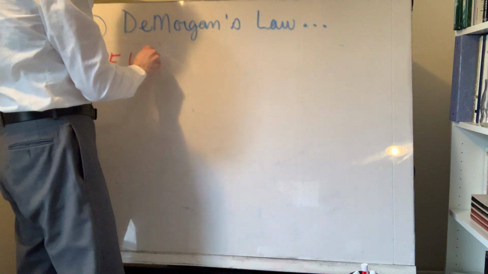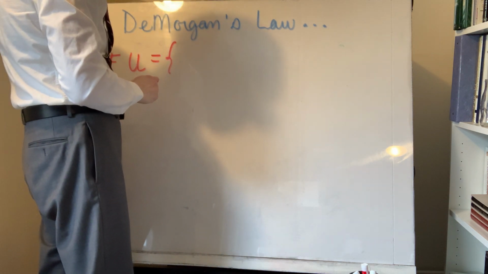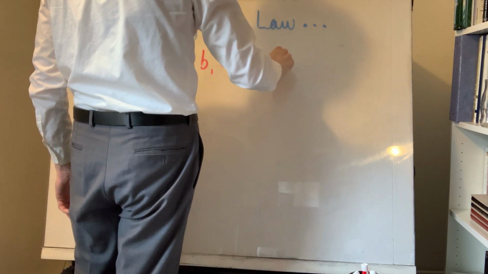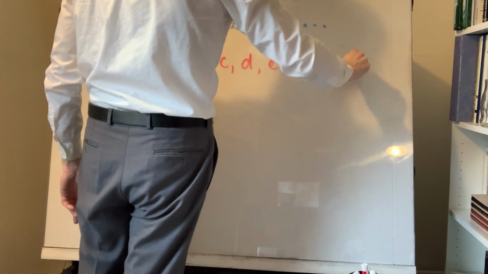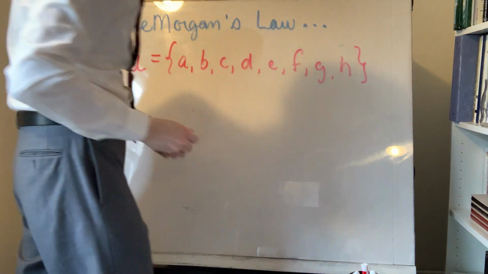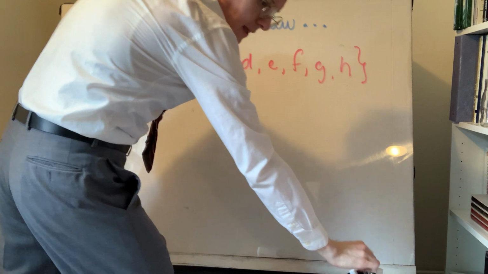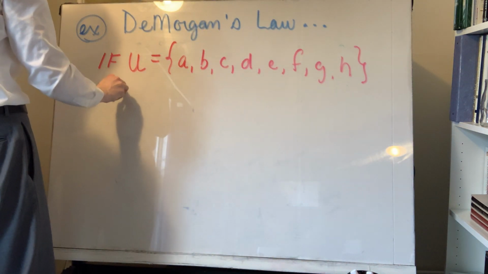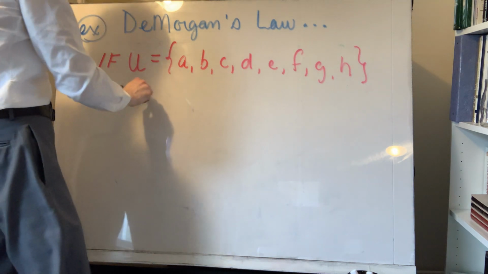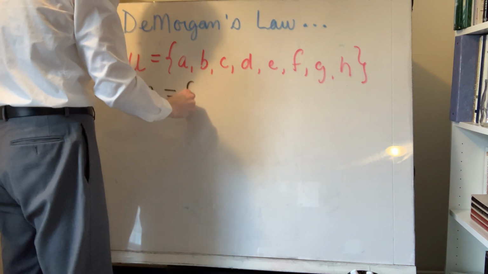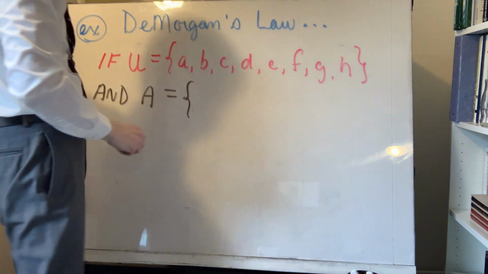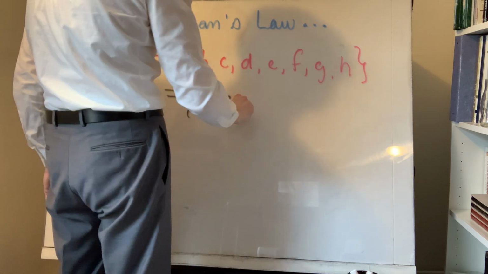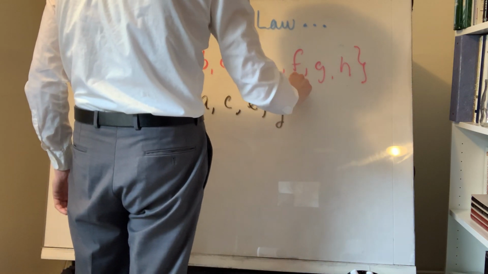So letters A through H. So A, B, C, D, E, F, G, H. All right. And, all right, the set A is some of those things. It's a subset. So A, C, E, and G specifically.